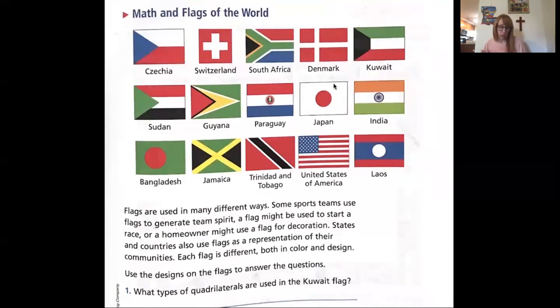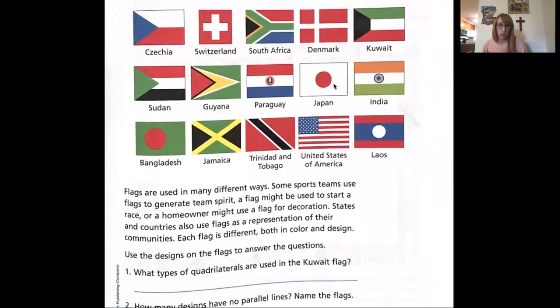Okay, so flags are used in many different ways. Some sports teams use flags to generate team spirit. A flag might be used to start a race, or a homeowner might use a flag for decoration. States and countries also use flags as a representation of their communities. Each flag is different, both in color and design.